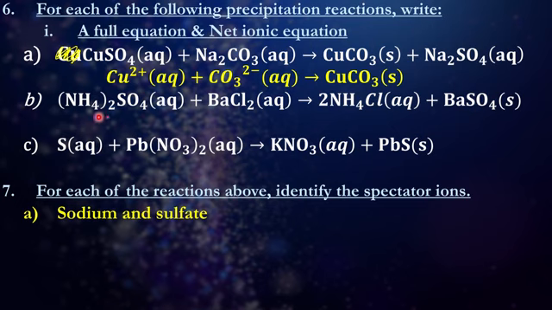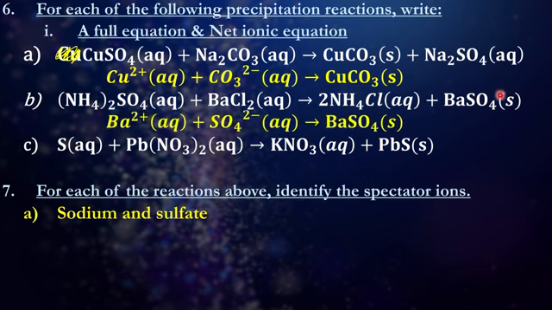B, we have ammonium sulfate, barium chloride, ammonium chloride, and barium sulfate. Okay, so already written out for you again. Barium sulfate is going to be the precipitate. Hence, I'm going to only look at the barium and the sulfate ions. So that's what I get. And so my spectator ions will be ammonium and chloride.